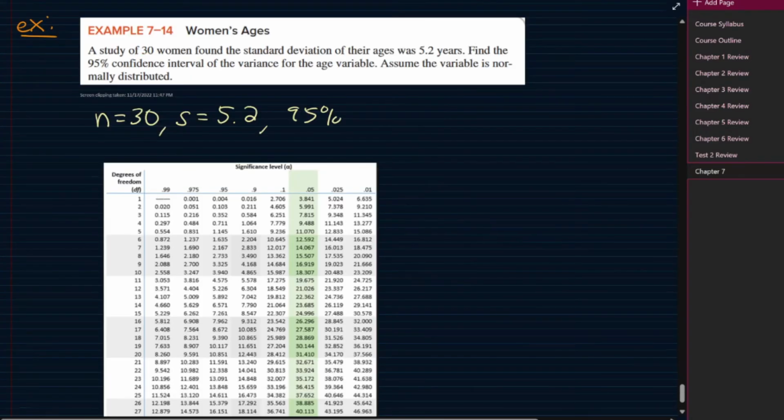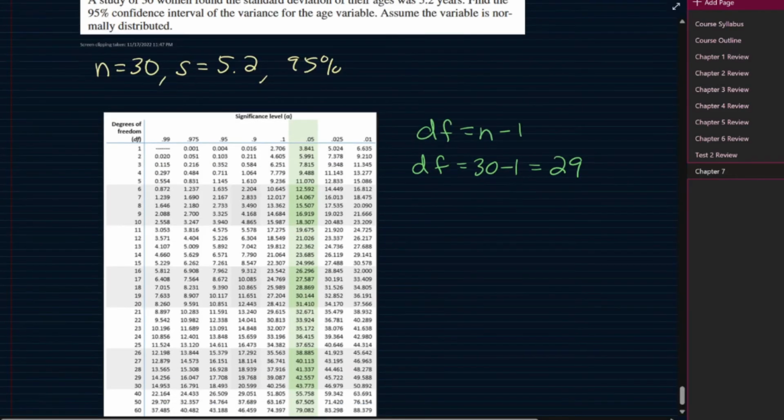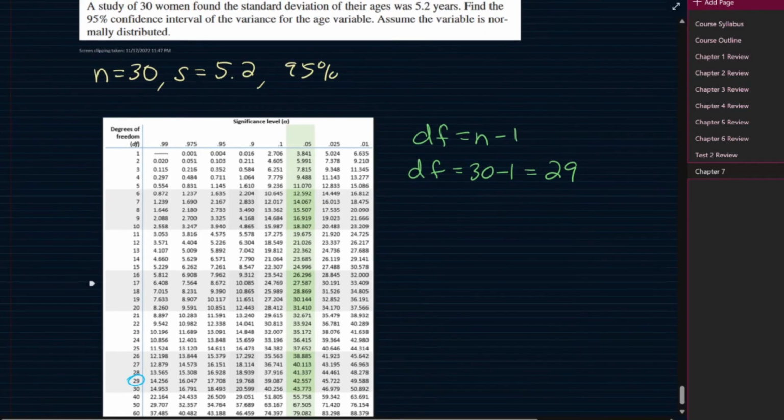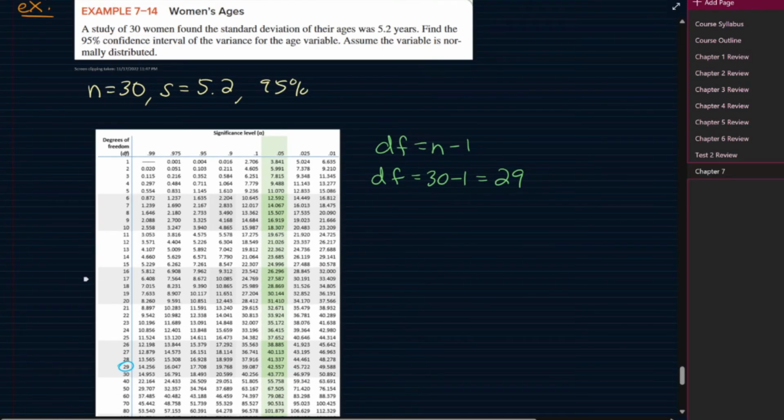Okay, so I've got a chi-squared chart here. Let me show you how to read it. So our degrees of freedom, again, is always just n minus 1. In this case, 30 minus 1, we need 29 degrees of freedom. So that's this row. But then we've got to look at two different columns. And it can be a bit confusing. Let me show you what to do. It's definitely really helpful to draw a picture every time.